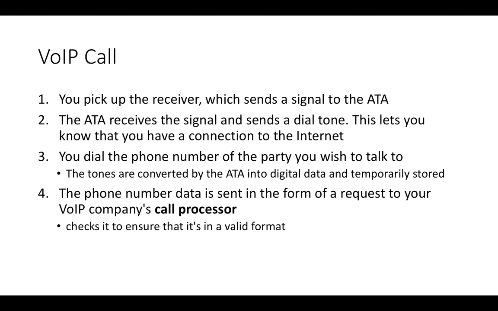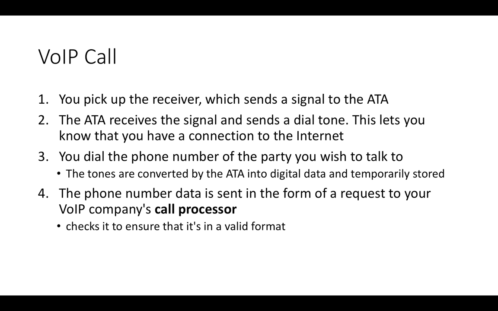If I was using an ATA, like that little box we looked at before that allowed me to connect an analog phone into the VoIP setup, I would pick up the receiver on my phone. That's going to signal the ATA. The ATA receives that signal and sends a dial tone, which is kind of just a comfort noise for us. We know when we hear a dial tone that the circuit's up and the line's ready for us to dial. Basically, what it's actually doing is letting us know that we are connected to the internet. We've got that phone service happening.